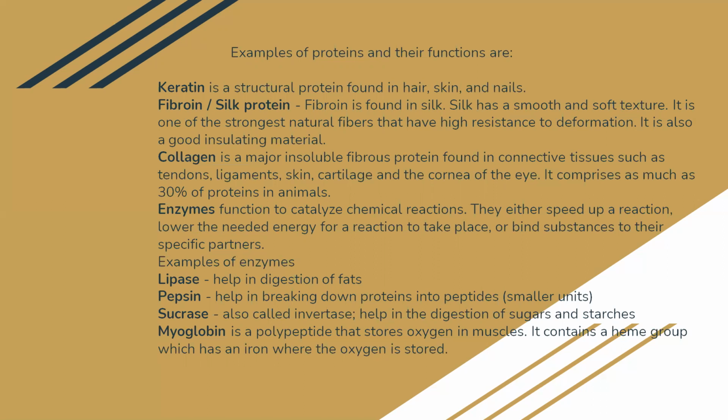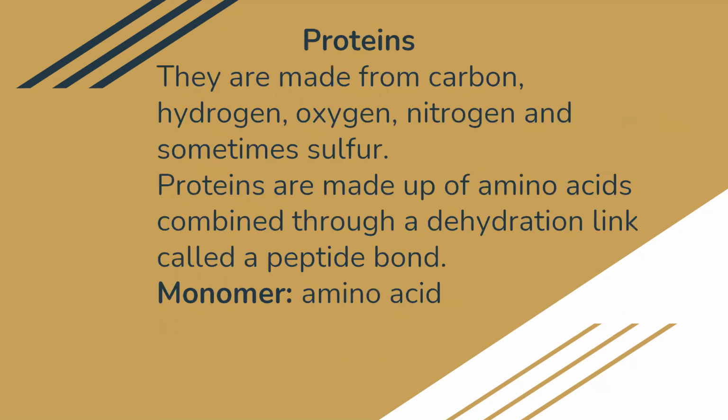Myoglobin is a polypeptide that stores oxygen in muscles. It contains a heme group, which has an ion where the oxygen is stored. Proteins are made from carbon, hydrogen, oxygen, nitrogen, and sometimes sulfur. Proteins are made up of amino acids combined through a dehydration link called a peptide bond. The monomer is the amino acid.